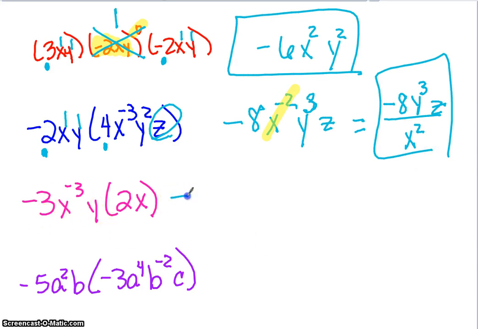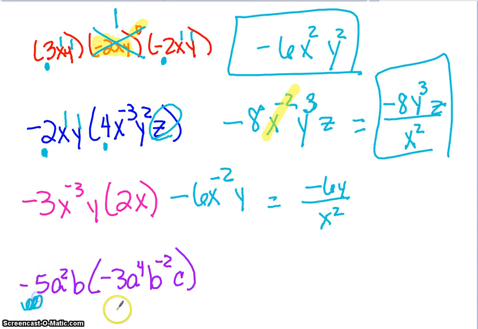Negative 3 times 2 is negative 6. I have an x to the negative 3 plus 1, which is negative 2. I have a y, and that's the only one there. Once again, you got to fix the negative exponent. It becomes negative 6y over x squared.